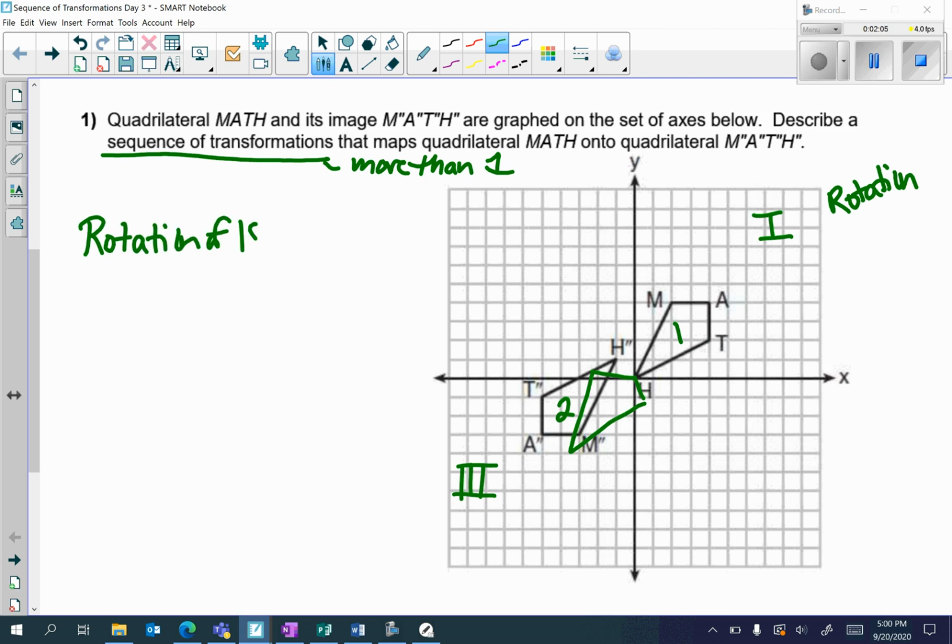So I know there has to be a rotation of 180 degrees. But remember, we can't just have one transformation. It has to be multiple. So I take this point here and I have to get it here. So I have to go up one, to the left one, which means there has to be also a translation 1 unit up, 1 unit left.